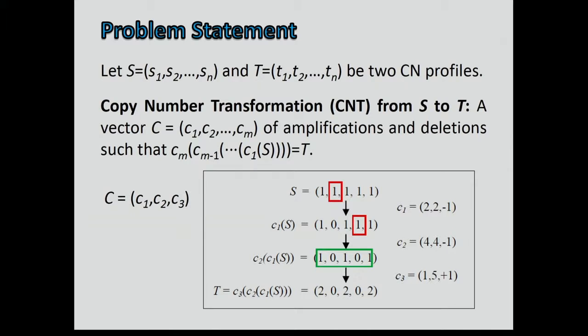To present the problem formally, let S and T be 2 copy number profiles. A copy number transformation from S to T is a vector C of M amplifications and deletions for some non-negative integer M, such that when we apply these amplifications and deletions one after another, first C1, then C2, and so on, starting at the copy number profile S, we will obtain T. Here you can see an example of such a transformation from S to T, where red and green blocks indicate deletions and amplifications respectively. So we get from S to T.